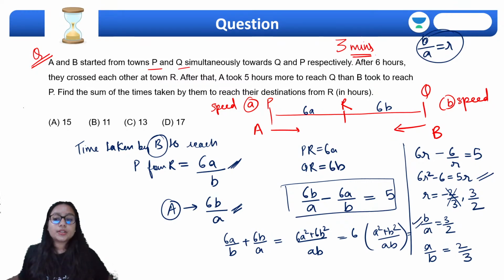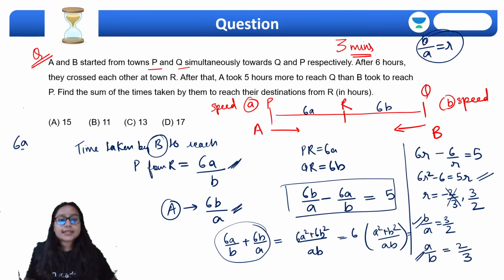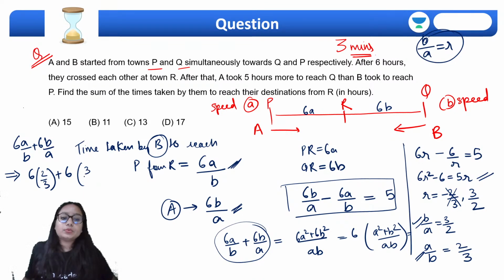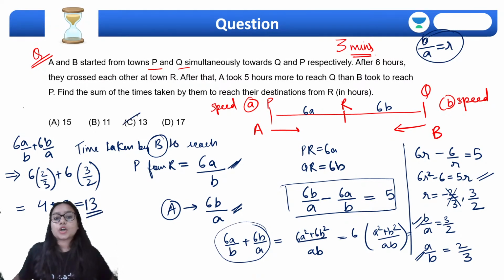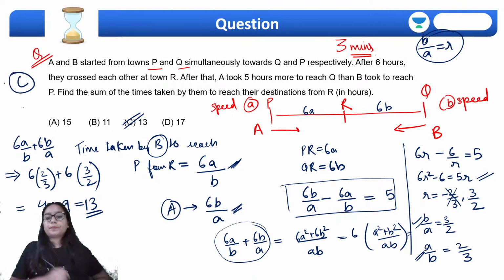Let us put these two values in the desired answer. I need 6a by b plus 6b by a. Let us put in the values. 6a upon b is 2 by 3, and b upon a is 3 by 2. Solve this and tell me the final answer. This will be 4 and this will be 9. Hence 13 is the correct answer. Option C is the right answer.